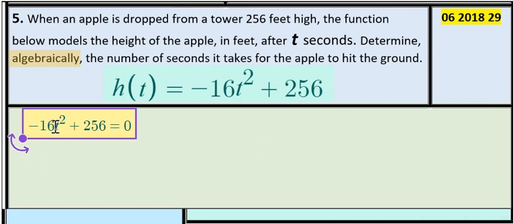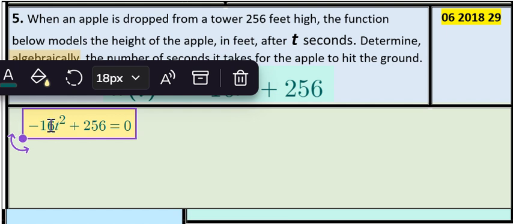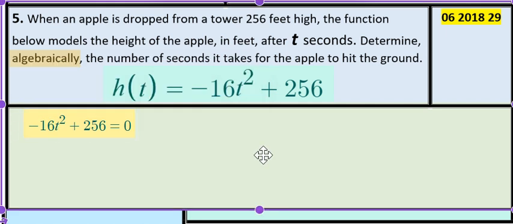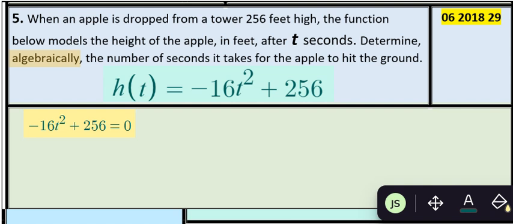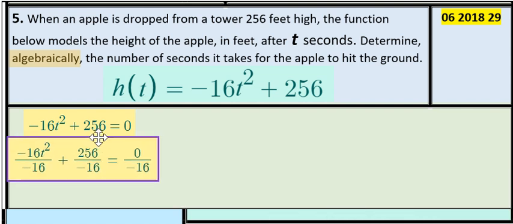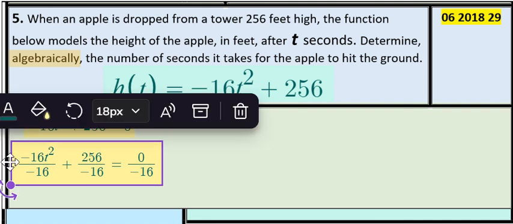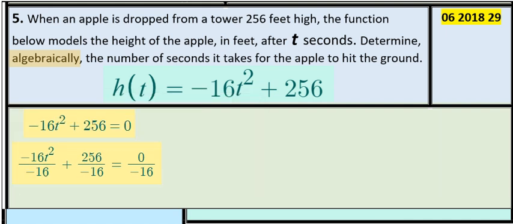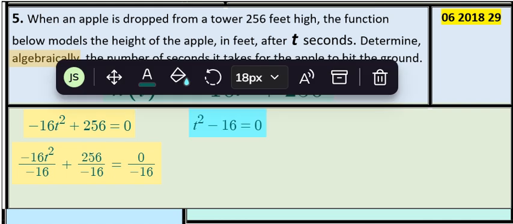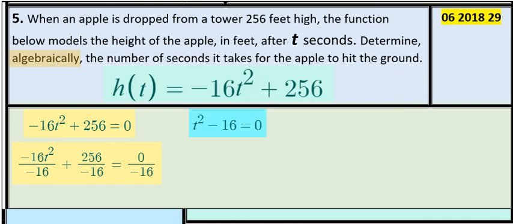So the hardest part about this is the negative 16 in front. So I'm going to divide everything by negative 16 because remember, I'm trying to get t alone. So when I do that, these negative 16s cancel, and I'm left with t squared minus 16 equals 0.